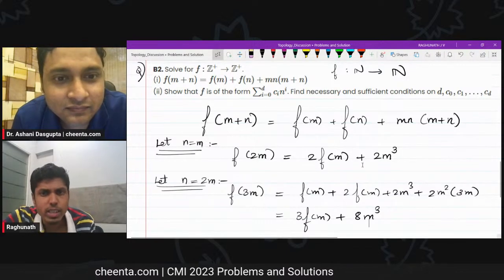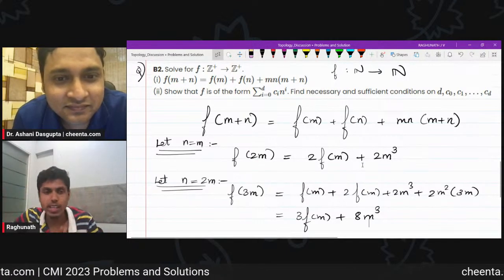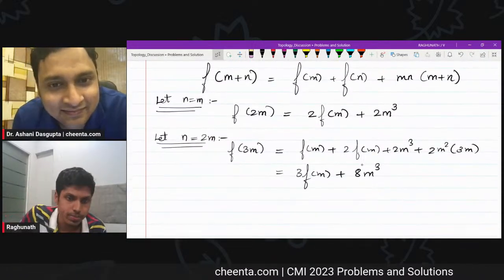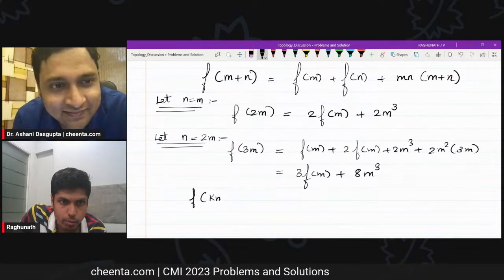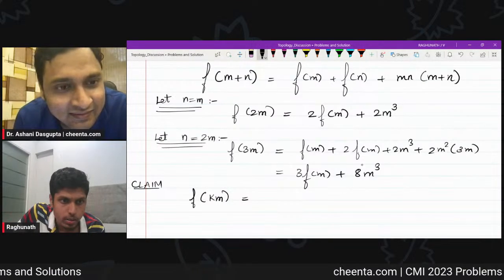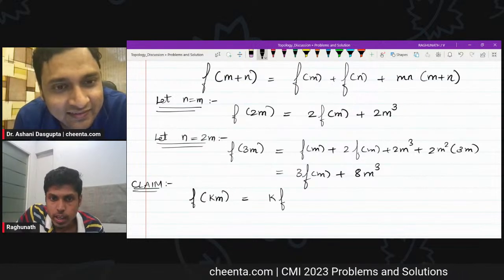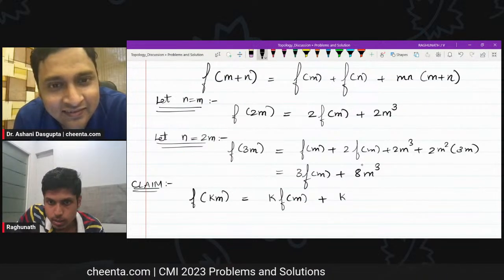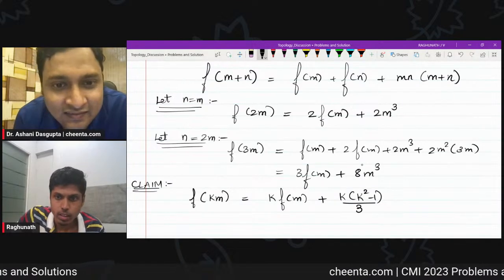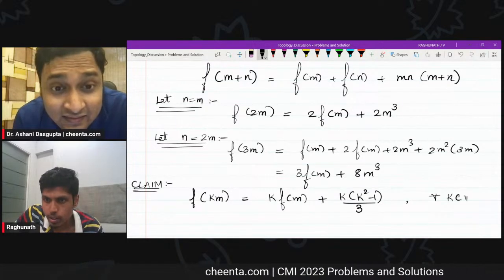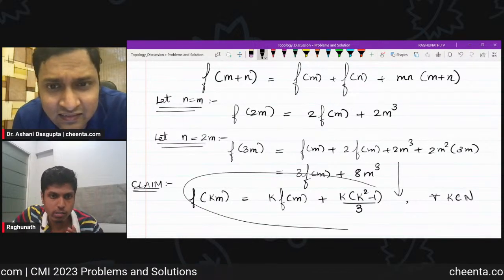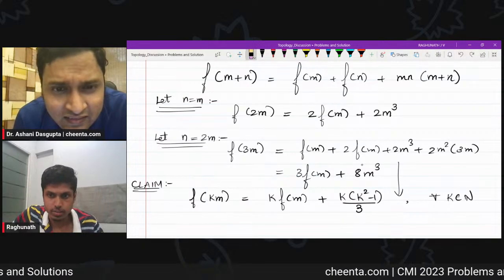Like this, we can proceed. Now I will put n as 3m and find f of 4m. So this is kind of giving us the value for f of km for any integer k. And my claim is as follows, that f of km equals k into f of m plus k times k square minus 1 by 3. This is my claim for all k in natural numbers. Once you proceed a few steps, you will also be able to arrive at the conclusion that this is the function.